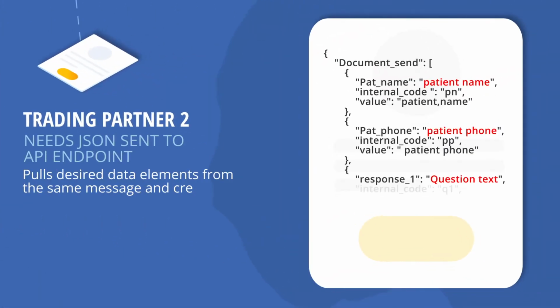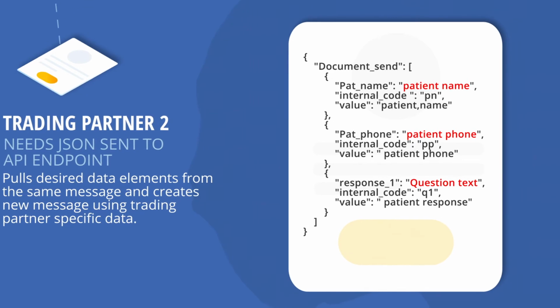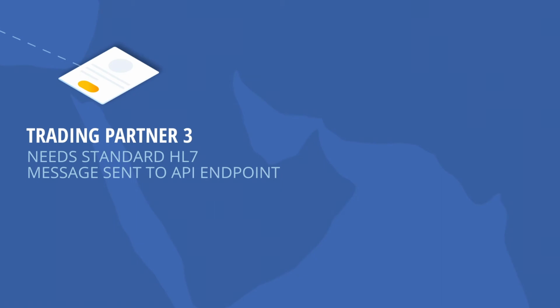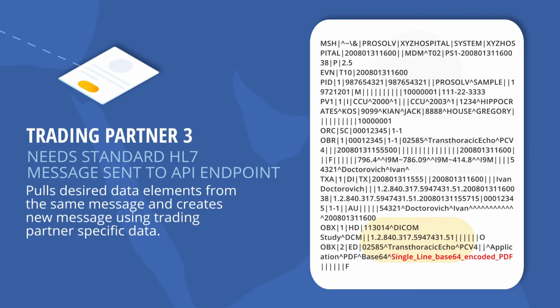With that same original data, Trading Partner 2 might need a JSON sent to an API endpoint. We can pull the desired data elements from the same message and create a new message using the trading partner-specific data. A third trading partner needs the data in a different format, for example, a healthcare standard HL7 message, to send to a different API endpoint, all without you changing your data schema or formats on your end.